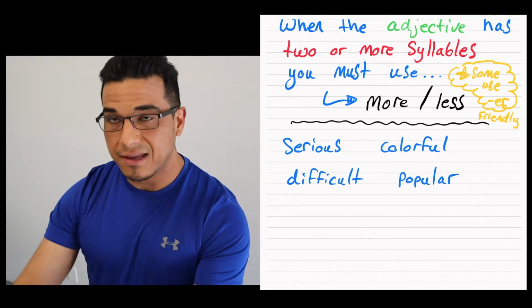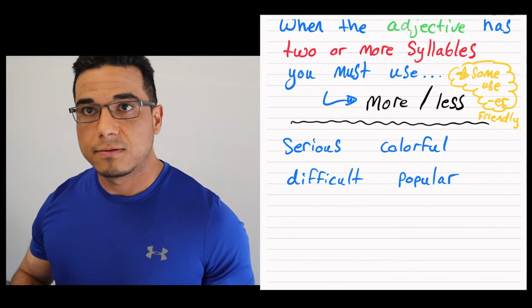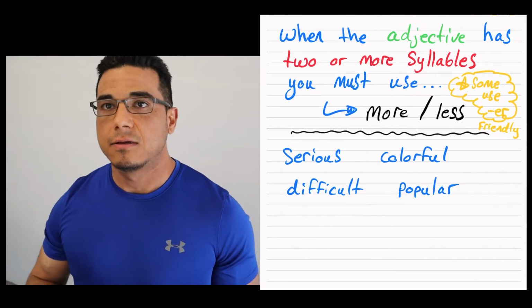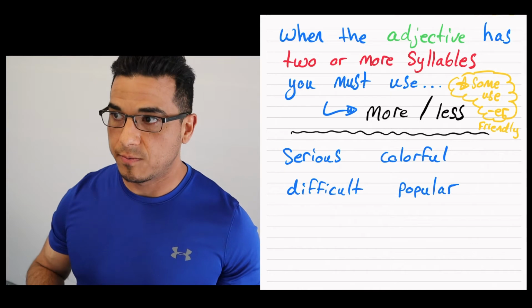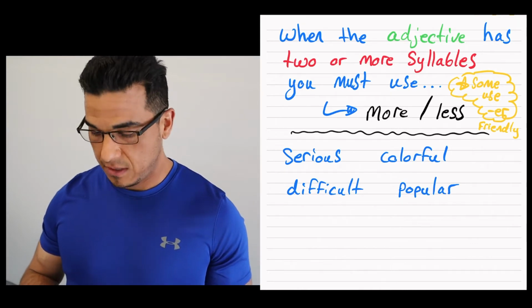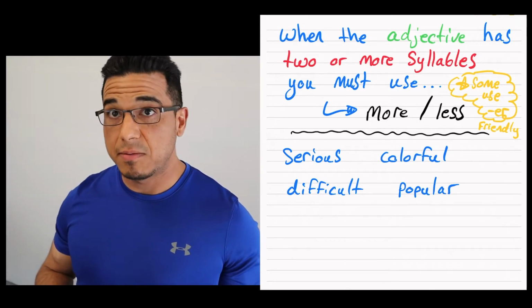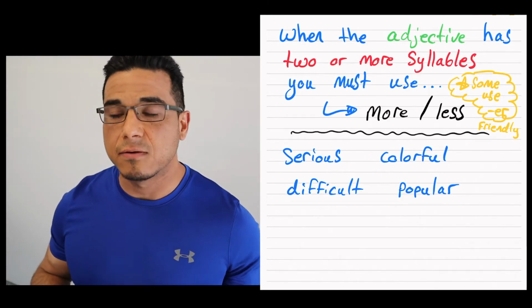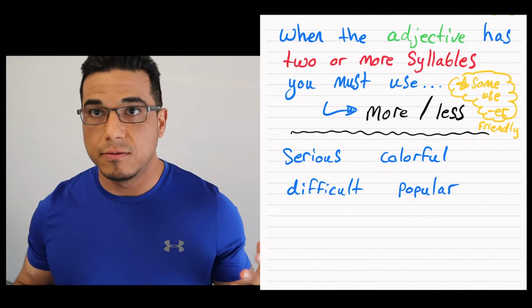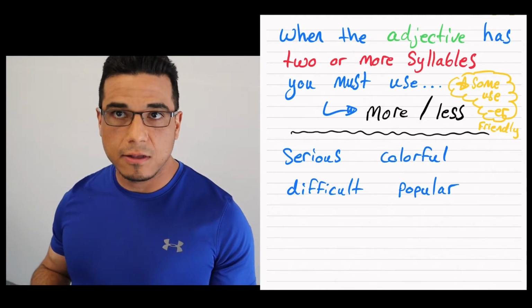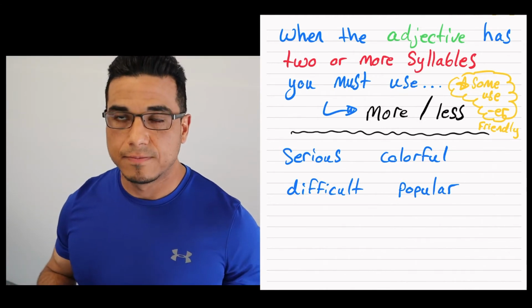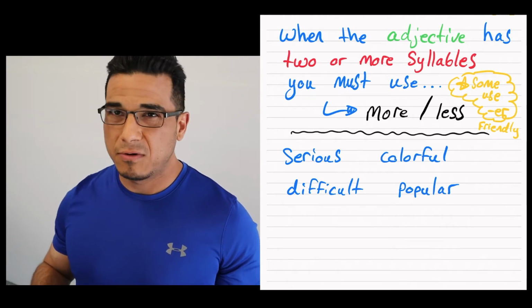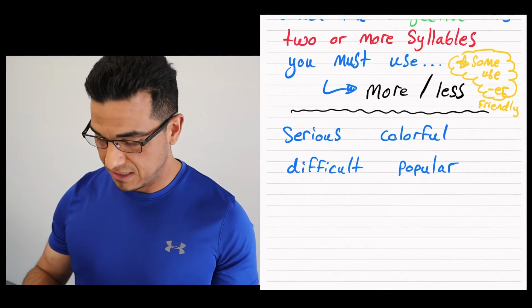So I couldn't say he is seriouser compared to me. Wouldn't work. Instead, I would have to say he is more serious, or perhaps he is less serious. Colorful, same thing. Maybe I saw a movie and another movie, and one was all in black and white. So I can say, oh, the movie in color was much more colorful than the black and white movie. So I'm not going to say it was colorful-er, right? No, I wouldn't add ER because it wouldn't apply in this case.